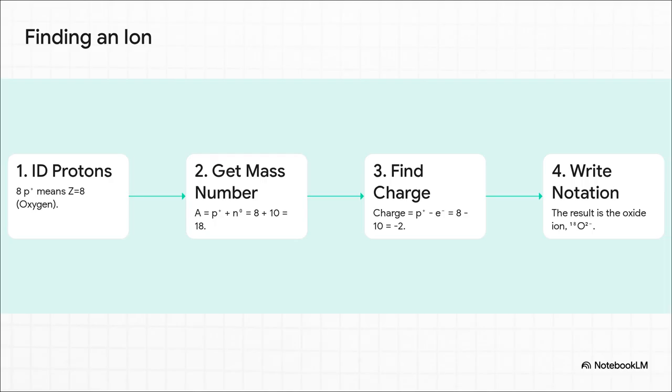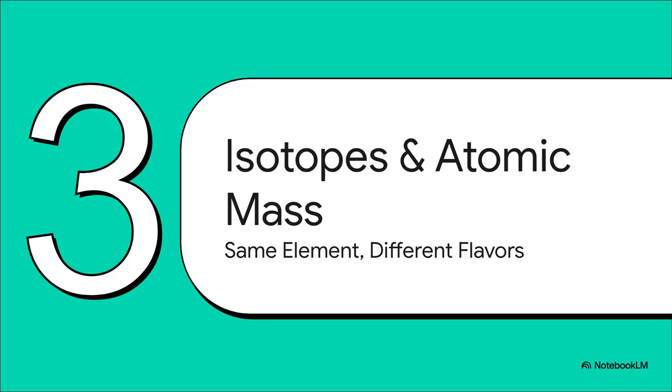We've got 8 positive protons, but 10 negative electrons, so that's a net charge of -2. And there you have it. We've identified the oxide ion. Case closed. So, we've nailed down that the proton number for an element is non-negotiable, right?